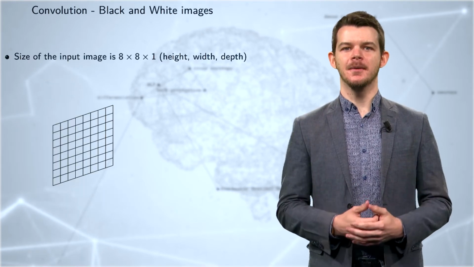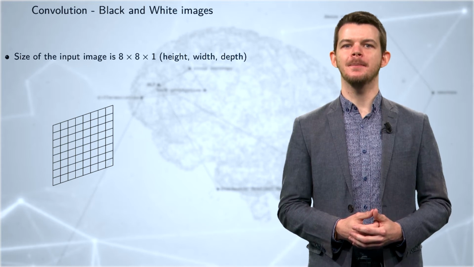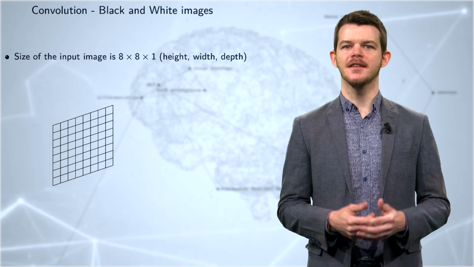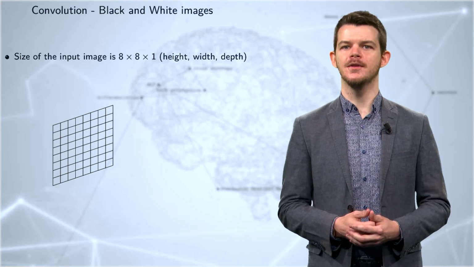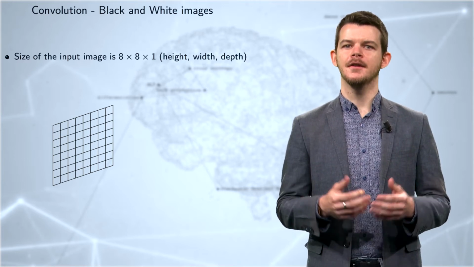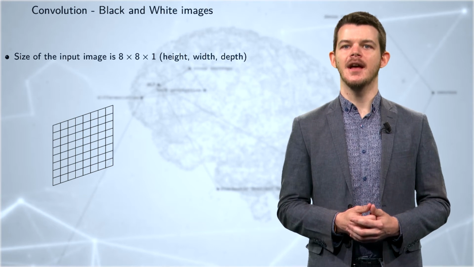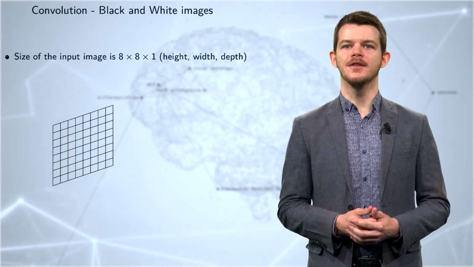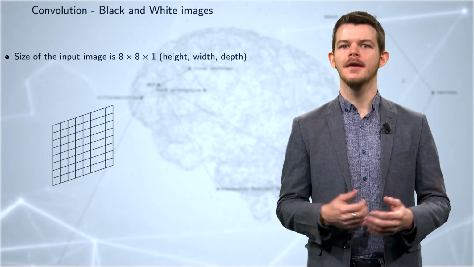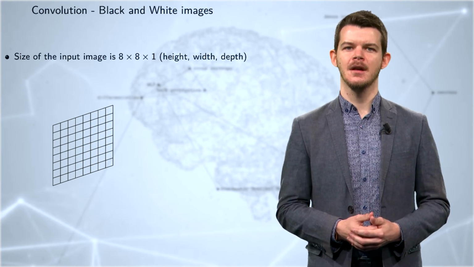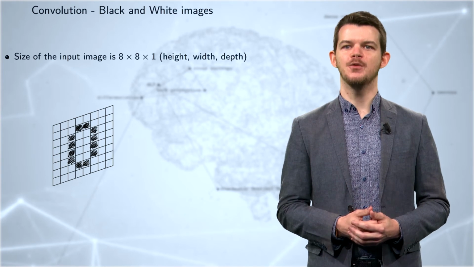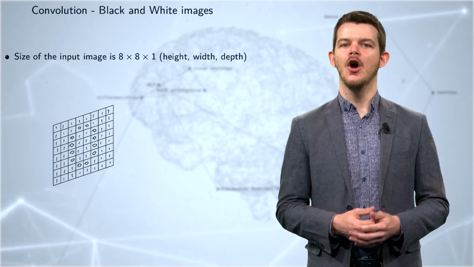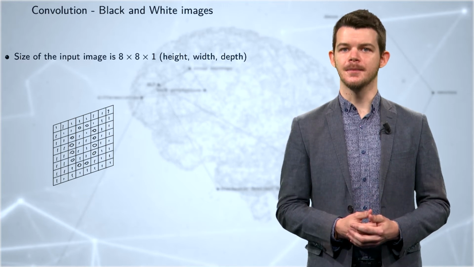Here is a simple example to understand convolution. To keep things simple, let us consider an image in black and white. Pixels are either black or white, corresponding to zeros or ones. Let us consider an image of size 8 by 8 by 1, where 1 stands for the fact that there is only one channel, one color, in this image. This is a picture of a zero. If we replace the colors by their pixel values, we obtain this matrix, on which we can apply a convolution.